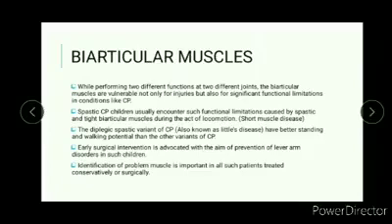The diplegic spastic variant of cerebral palsy, also known as Little's disease, have better standing and walking potential than the other variants of cerebral palsy, particularly the quadriplegic one. Early surgical intervention is advocated with the aim of prevention of lever arm disorder in such children.